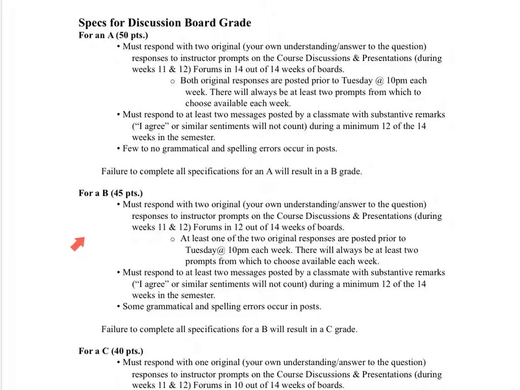Same thing follows for a B. Obviously, it's a little bit less. You only have to respond to those 2 original posts in 12 out of the 14 weeks, and the 2 messages that you're responding to from your classmates, again, another 12 out of the 14 weeks. These might have some grammatical and spelling errors that you didn't catch, so I'm giving you a little bit more leeway for the B.